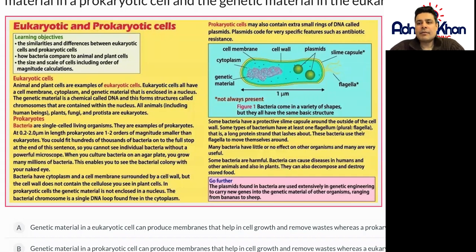Some bacteria have a protective slime capsule around the outside of the cell wall. Some types of bacterium have at least one flagellum. That is a long protein strand that lashes about. These bacteria use their flagella to move themselves around.